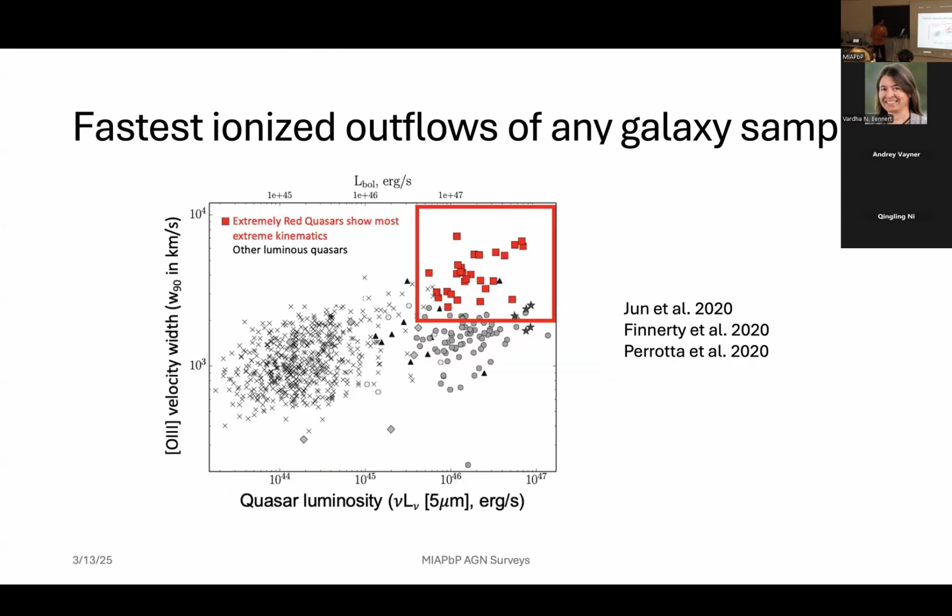And so perhaps we should now update this plot with our previous object. This is looking at the velocity width as a function of quasar bolometric luminosity. The ERQs and Hot DOGs live in the space up here. That object that I just showed should actually be a little bit above here. So yes, we are now starting to find even more extreme objects with JWST spectroscopy.